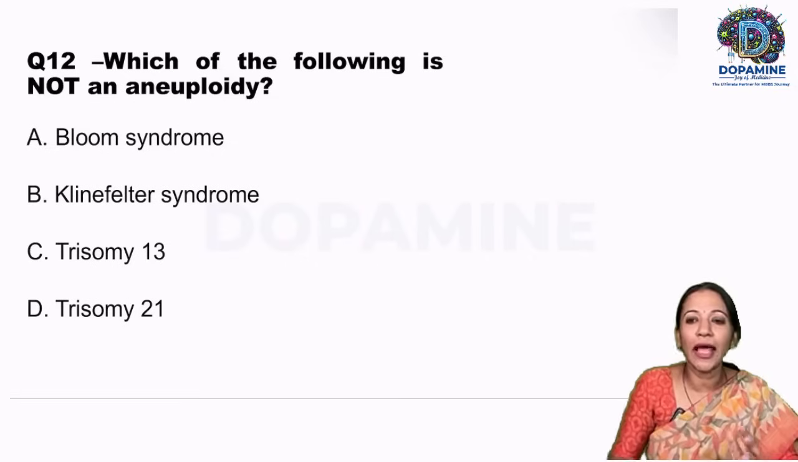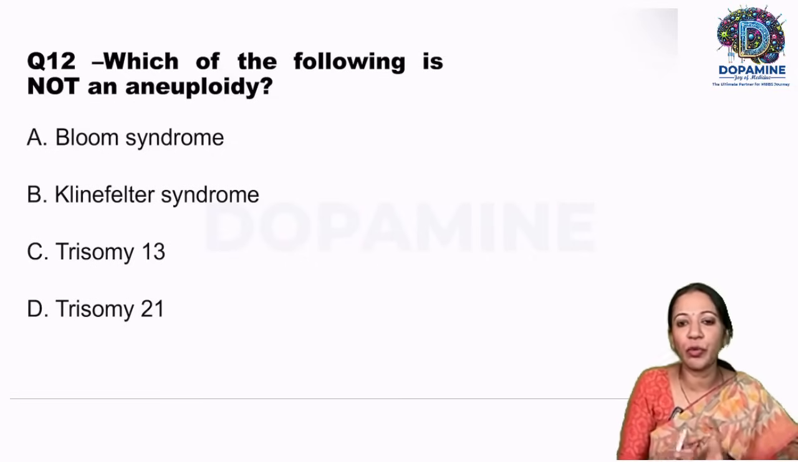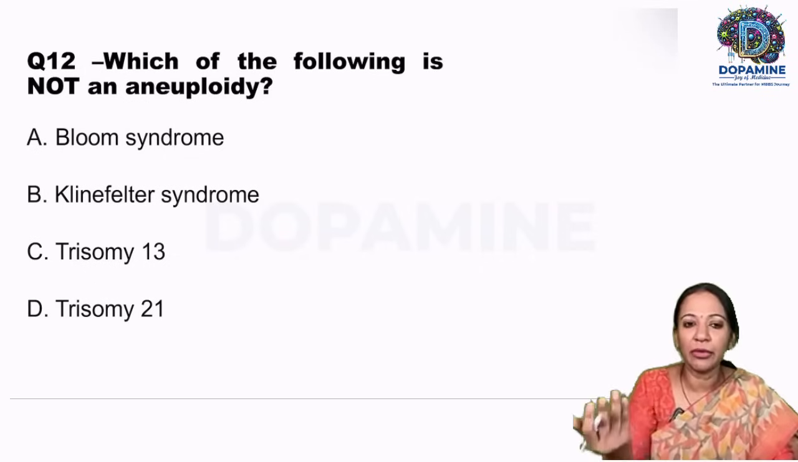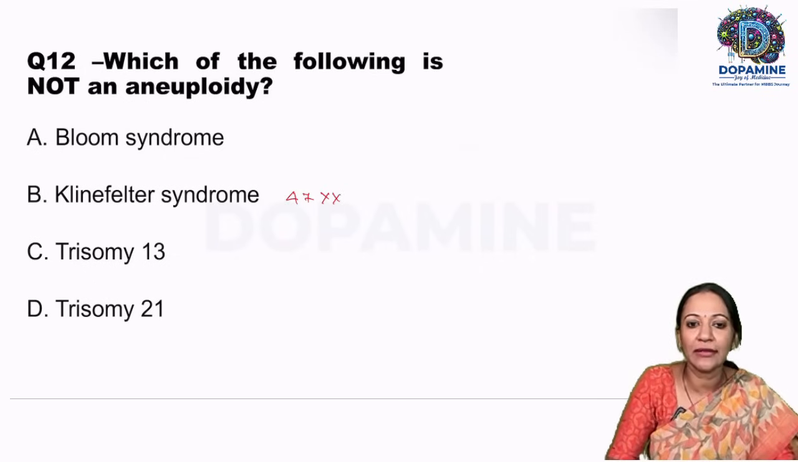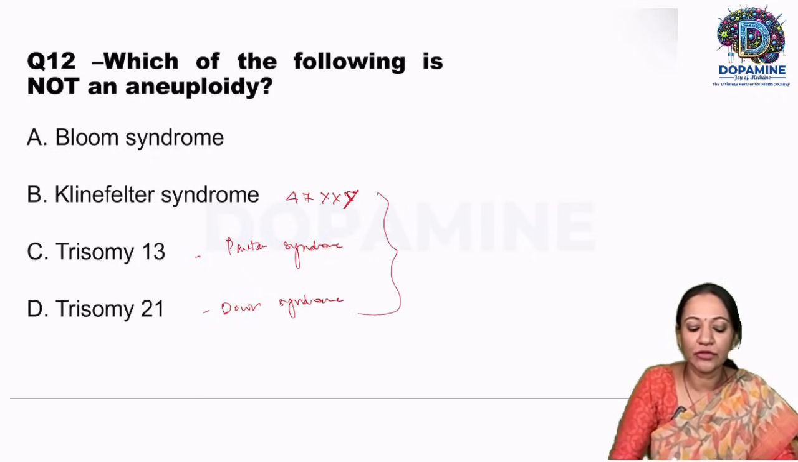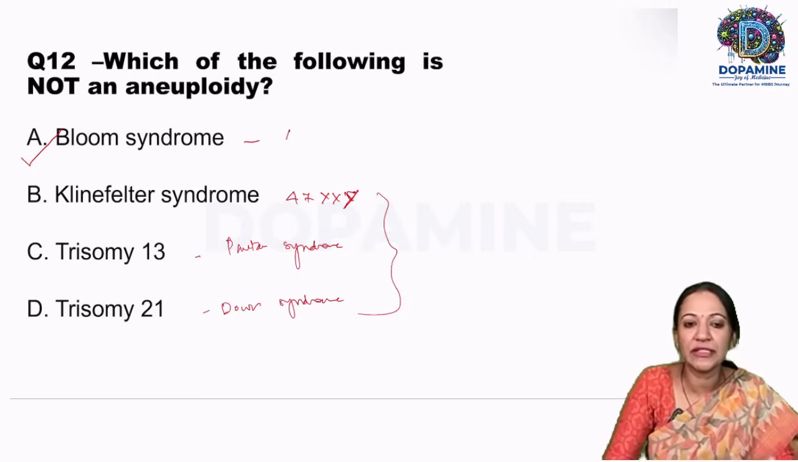Which of the following is not an aneuploidy? Again, a very straightforward question. Normal is euploid. Aneuploidy means an extra or missing chromosome. So what is Klinefelter syndrome? 47,XXY. So obviously, it's aneuploidy. Trisomy 13. What is the other name for trisomy 13? Also called Patau syndrome. What is trisomy 21? It is Down syndrome. So all these three are aneuploidy. So the right response here is Bloom syndrome. Bloom syndrome is basically an autosomal recessive disorder. The person will have an immunodeficiency. So that is Bloom syndrome.